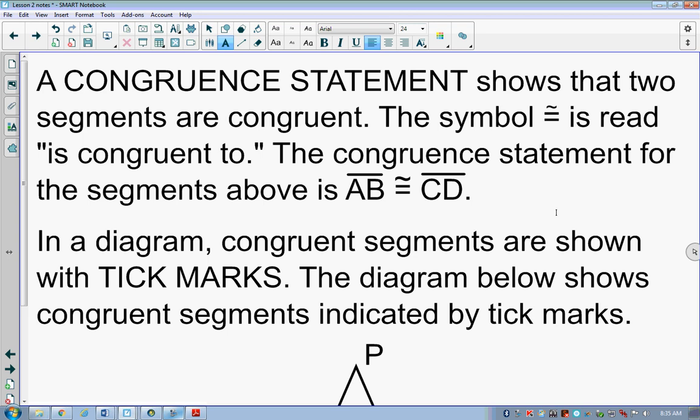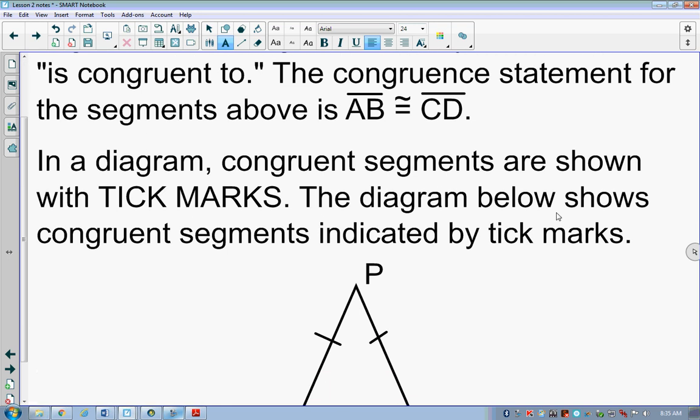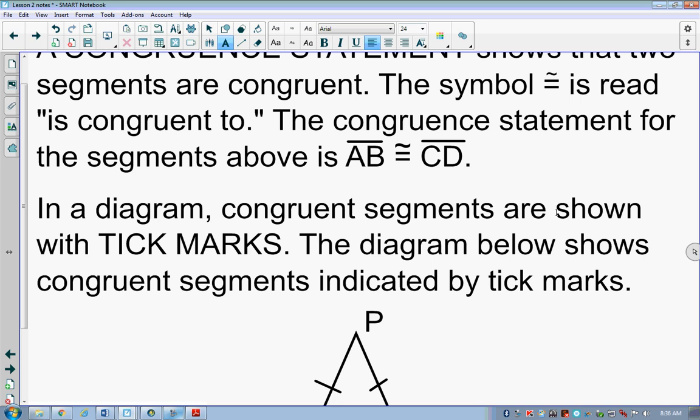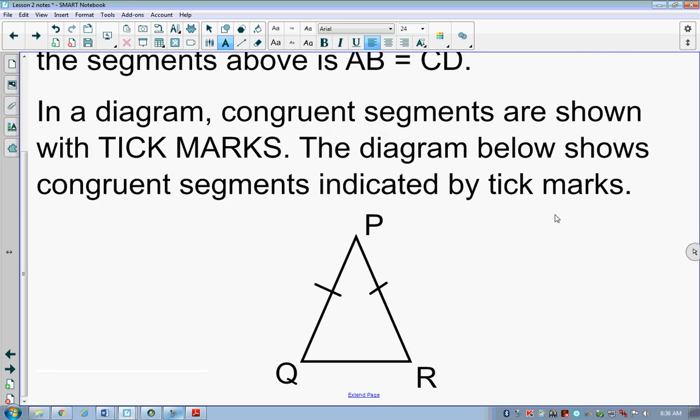So that symbol for congruence, an equal sign with a little wave above it, is read as "is congruent to." The congruent statement for the segments above is segment AB is congruent to segment CD. That's how we would read it or say it. So in a diagram, congruent segments are shown with what we call tick marks. Okay? What you see there is segment QP is congruent to segment RP, and we show that through tick marks. The diagram below shows that. So we can not only see it with an equation where we're saying AB is congruent, but we also see it visually on a diagram represented this way.